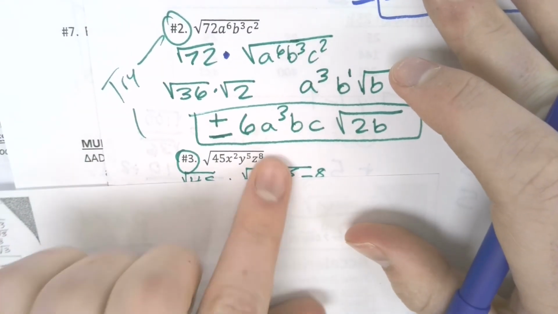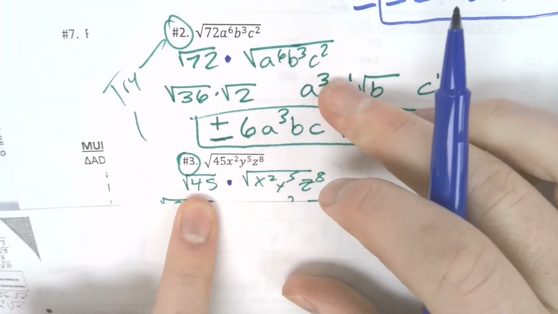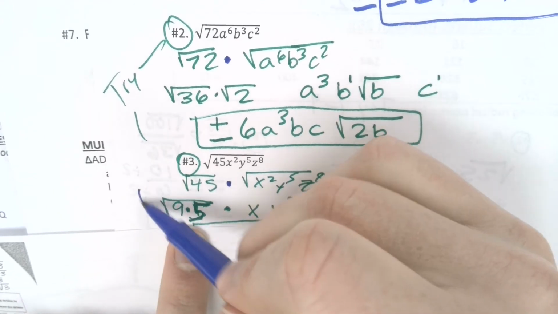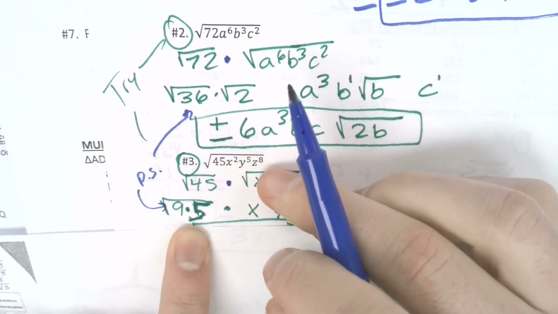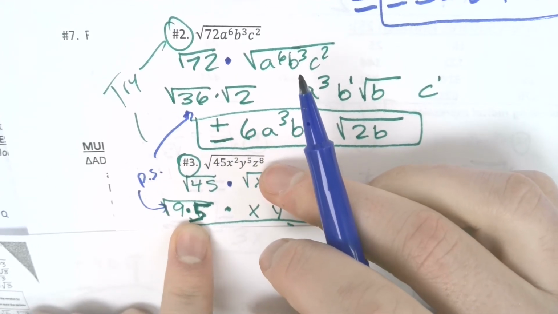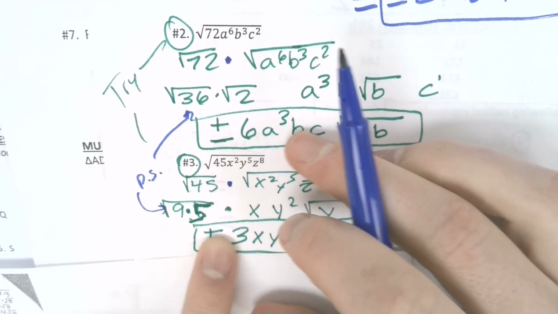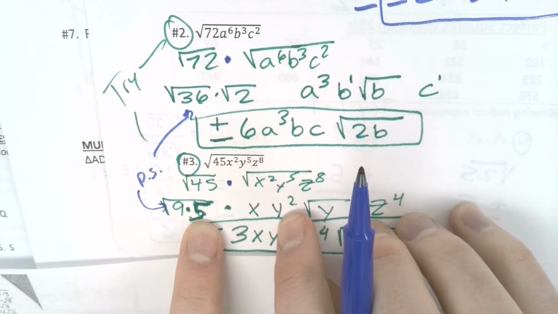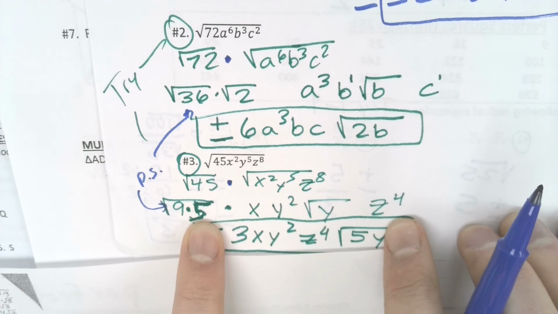Number 3, very similar. Split it. 9 goes into 45. That's our perfect square, just like 36 was. And so we know that 9 will become 3. 2 socks become 1 pair. 5 socks becomes 2 pairs with 1 left over. And 8 socks becomes 4 pairs perfectly.